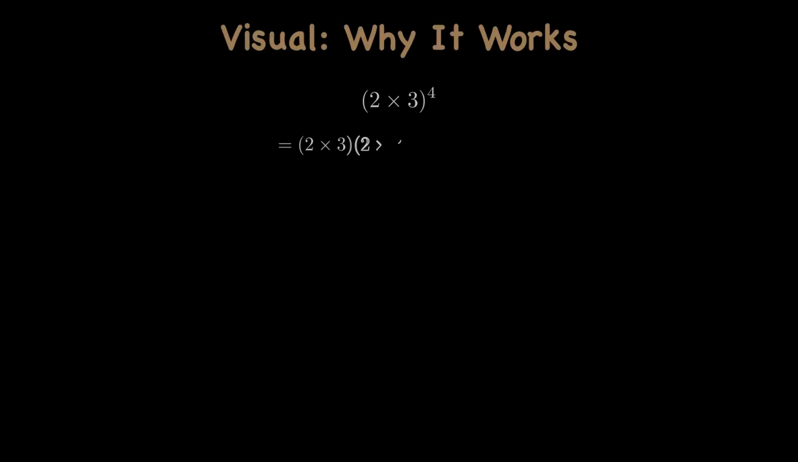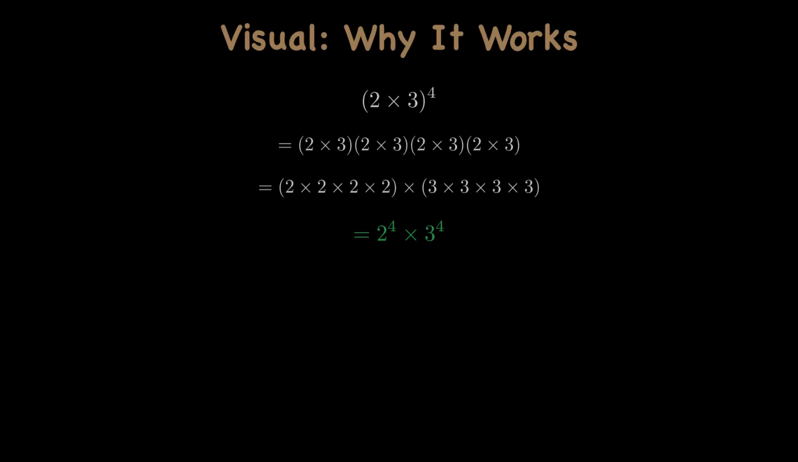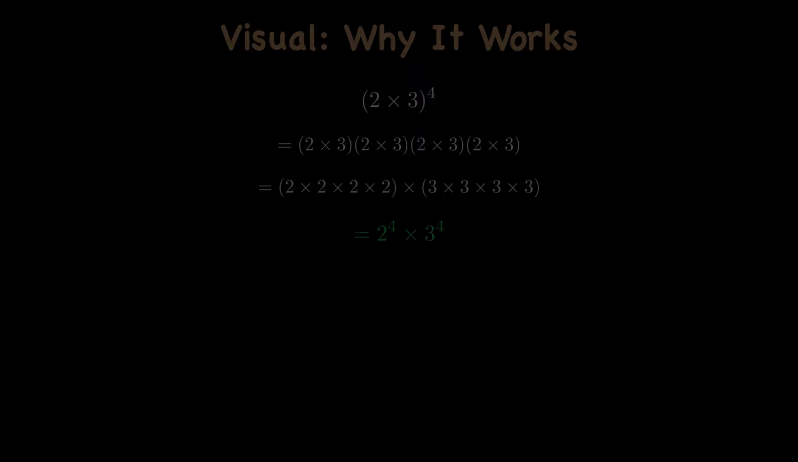Why does this work? (2 times 3) all to the power of 4 means 2 times 3, multiplied 4 times. We can regroup, put all the 2's together and all the 3's together. That gives us 2 to the 4 times 3 to the 4.